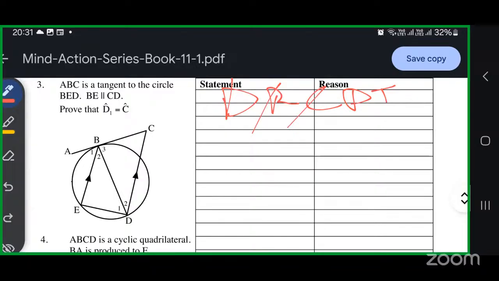Do you agree if I say this angle is equal to that angle? Yes. Okay, I think that's all for now I can say. But I can also say this angle and that angle are supplementary. Do you agree?